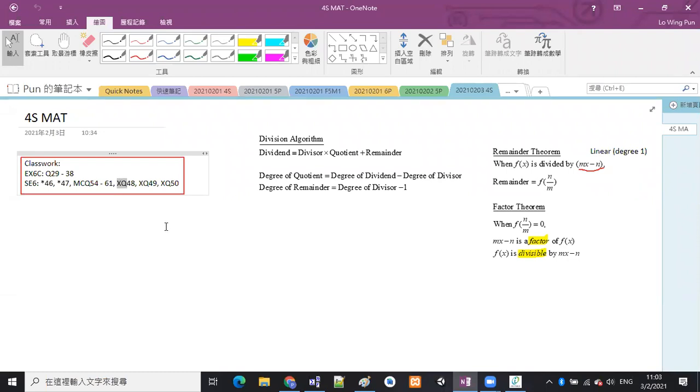Okay, and then I will go to supplementary exercise 6 directly. Okay, and I may not give you time to work for the classwork. Okay, for these two lessons.